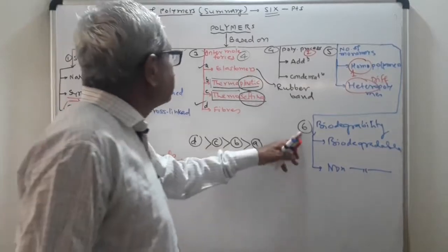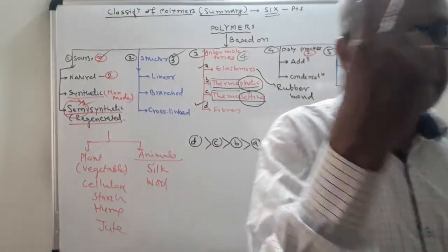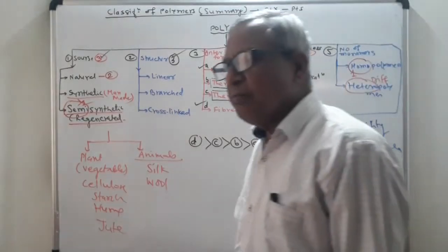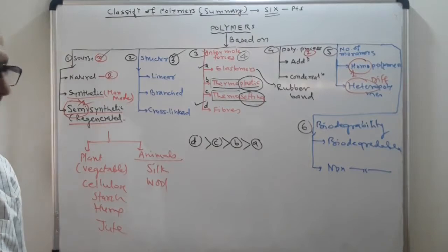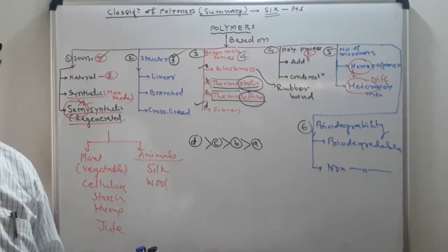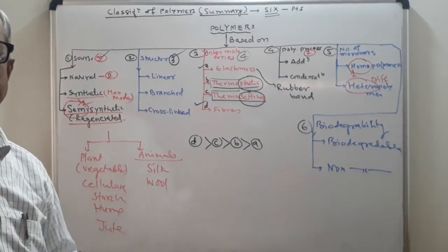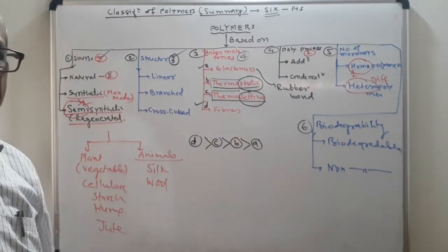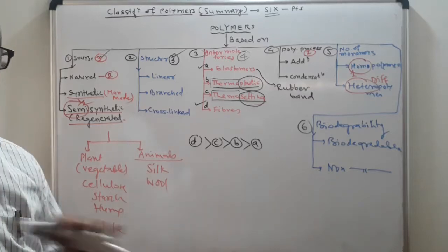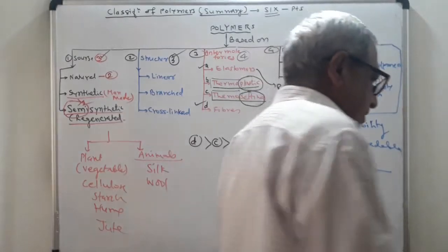Then point number 6, classification based on biodegradability. These are classified into 2 types. One is biodegradable and second is non-biodegradable. The polymers which can be decomposed by microorganisms such as fungi or cells are called biodegradable, and those which cannot be consumed by the microorganisms are called non-biodegradable polymers.